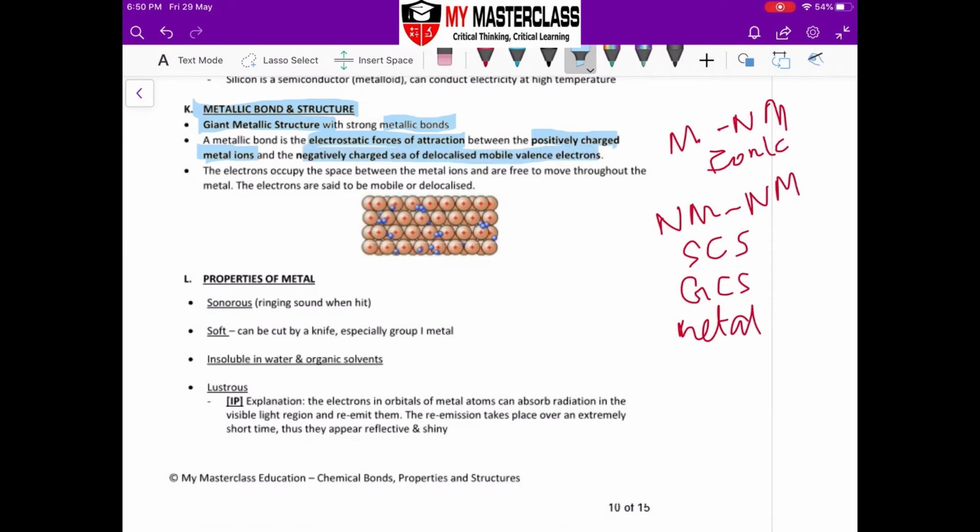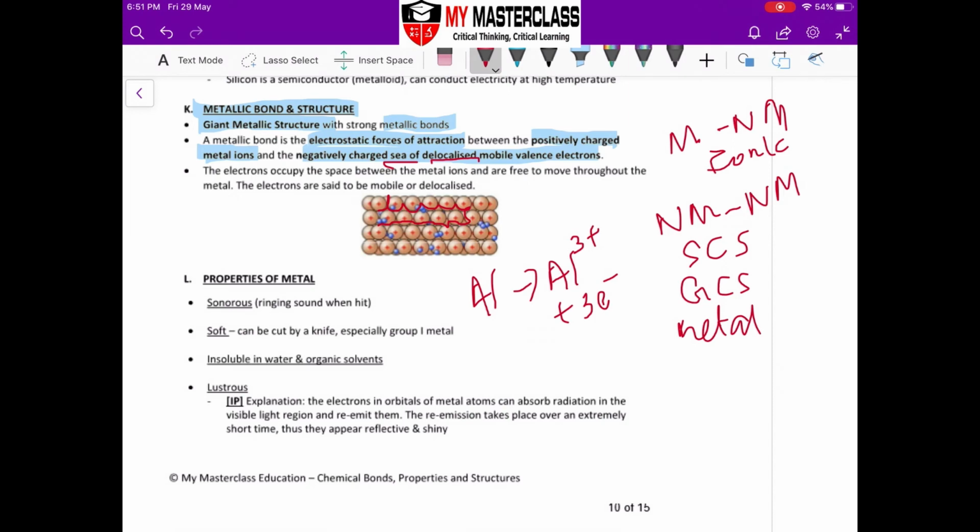For example, we are talking about aluminium. My aluminium metal will lose 3 electrons to form Al3+. When it forms Al3+, 3 electrons are being given out. These 3 electrons that are lost will be delocalized to form a sea of electrons, and these delocalized electrons will move around the aluminium cations. They keep moving around and form a sea of delocalized mobile valence electrons.